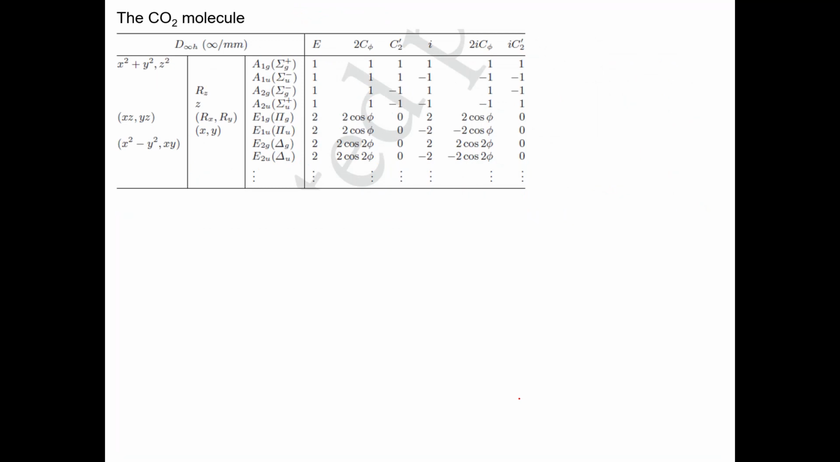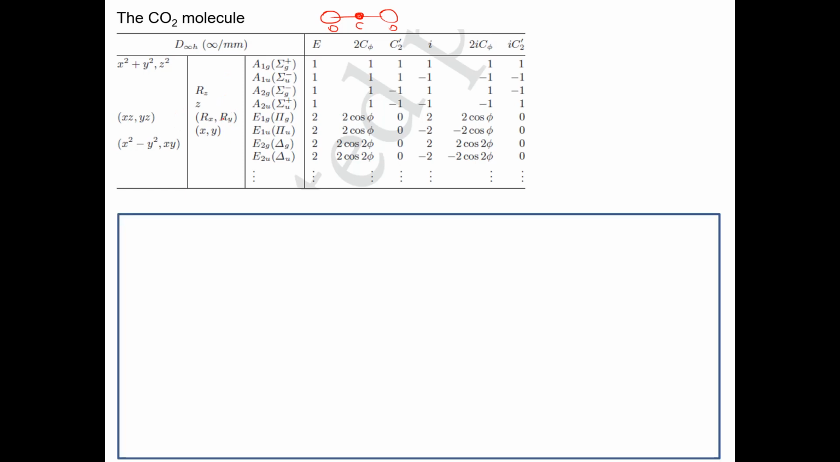The next example is the CO2 molecule. So the CO2 molecule has one carbon atom and two oxygen atoms on both sides. It's a slightly more complicated molecule, but still a simple one. Again, it's the D infinity h group, and so it's the same character table. So let's see how it works.